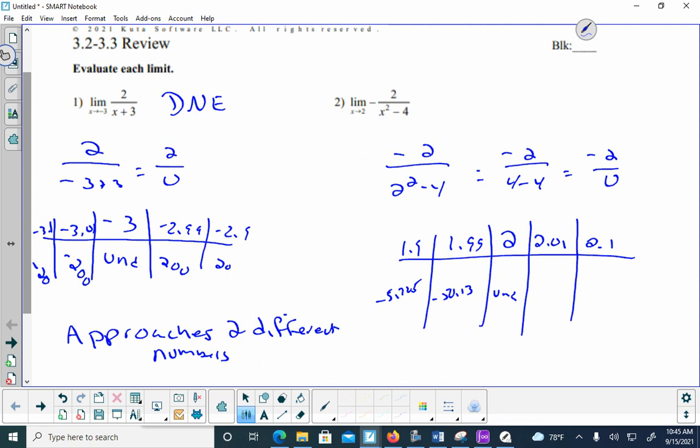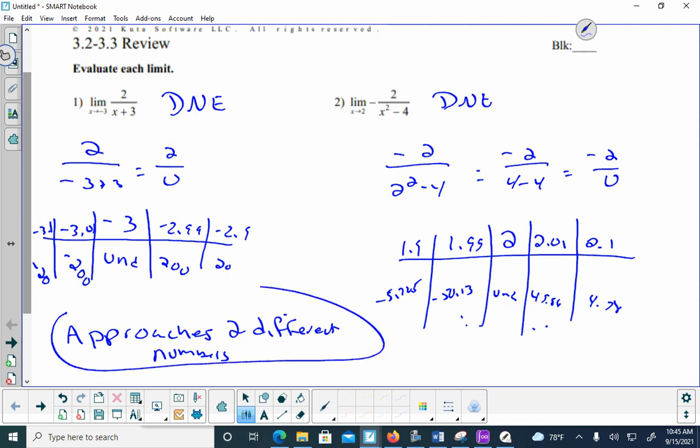This is undefined. This is 49.88. I'm trying to read my writing. This is 4.78. Again, not approaching the same number, so I'm going to say the limit does not exist. And my reasoning is the same as it was here. It's approaching two different numbers.